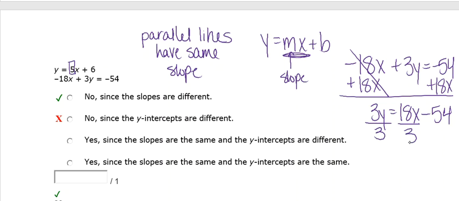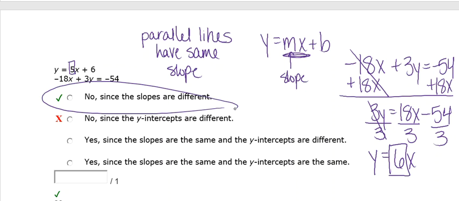Now we're going to divide everything by 3. And I'm not even going to completely solve this because after I do 18 divided by 3 and get 6x, I can see that I have a slope of 6 for the second line that I'm comparing to the slope of 5. So since the slopes are different, the lines can't be parallel.